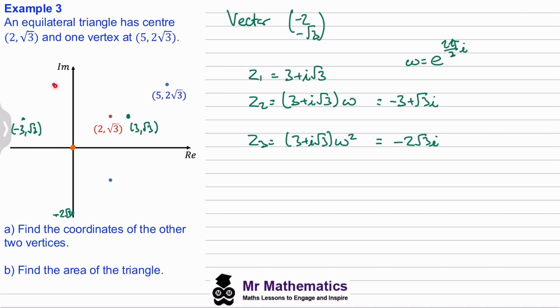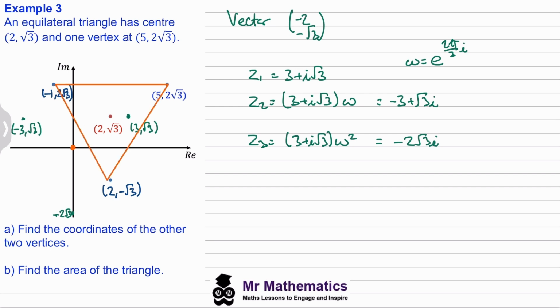So to work out the original coordinates, we need to translate these back. This will be the opposite of this vector. So we'll add 2 to the real and positive root 3 to the imaginary. So we'll get (-1, 2√3). We'll apply the same to this point, and we'll get (2, -√3). So this is our equilateral triangle here, okay?